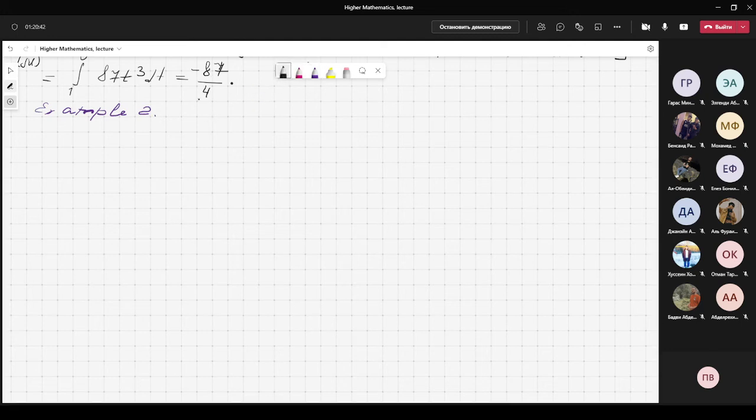Evaluate the line integral of a part of function 6x squared y plus 10xy squared along the curve y equals x cubed from the point M with the coordinates (1, 1) to the point N with the coordinates (2, 8).